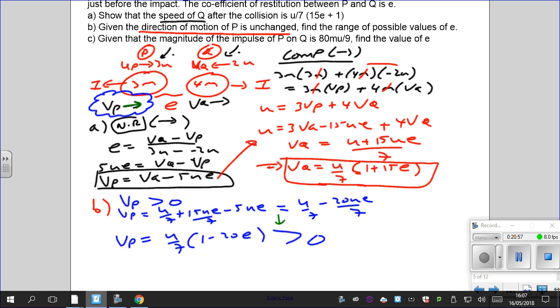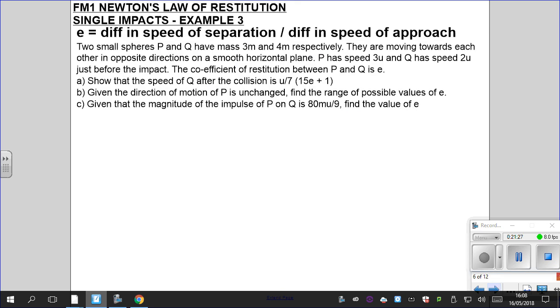Okay, now divide by U over 7. 0 divided by U over 7 remains 0. So get 1 minus 20E bigger than that. So move over the 1, divide by the minus 20, and you get E is less than 1 over 20. But you know that E can't be less than 0. So E must be between 0 and 1 over 20. Okay?